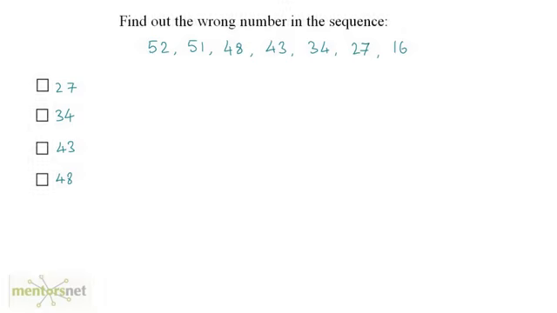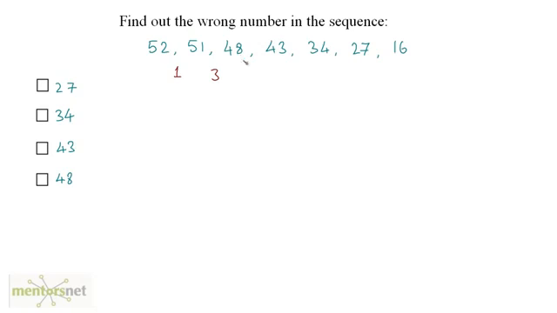Next question. Find the number that is breaking up this sequence of numbers. So the numbers in this sequence are getting reduced, right? And they are not getting reduced drastically, so we would prefer going with subtraction or taking the difference. So the difference between the first two numbers is 1, right? 52 minus 51 is 1. The difference between the second two numbers is 3, right? 48 plus 3 should give you 51.